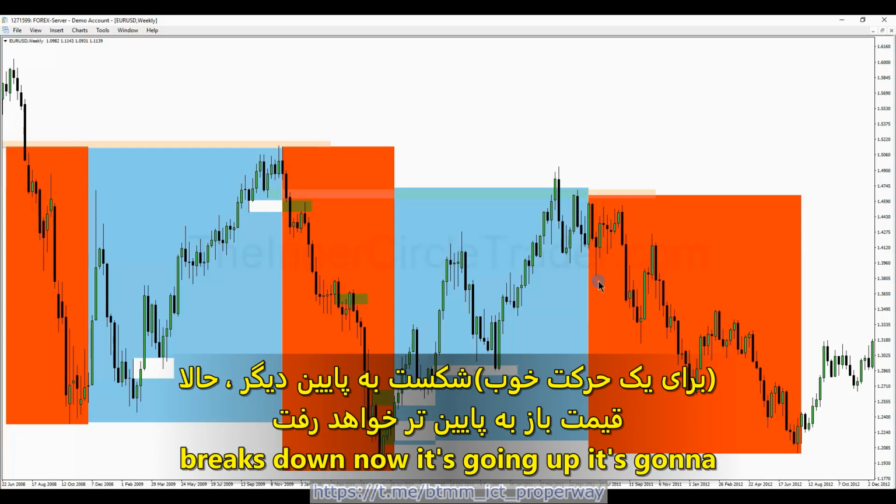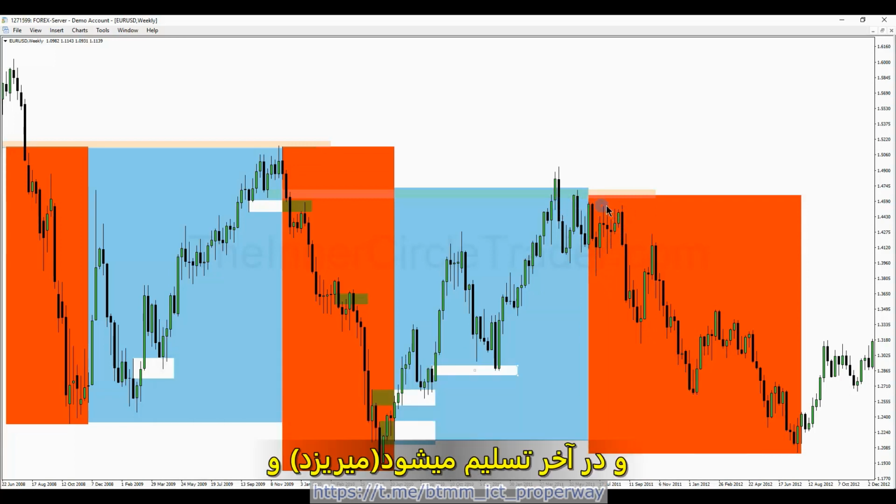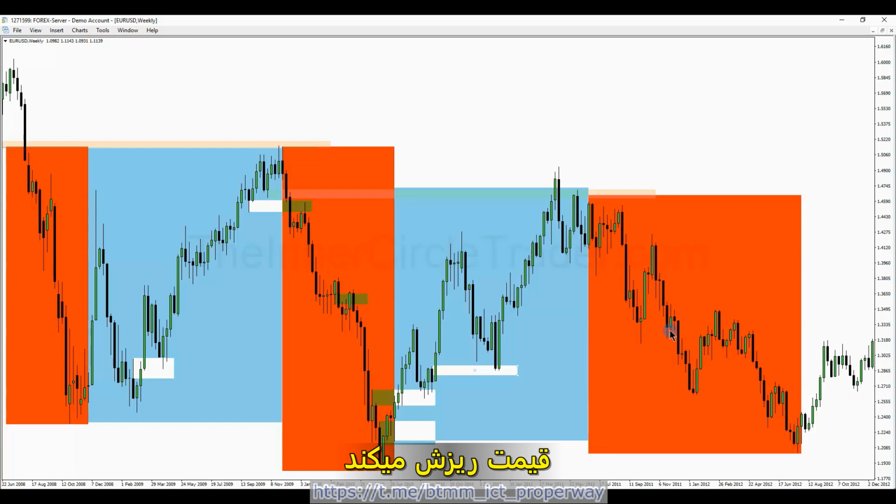Breaks down. Now it's going up. It's going to go lower. Trades up. One more time, works that same bearish order block here. Finally gives up the ghost and trades back up into this high here. Price retraces lower. Reaches for the liquidity below here, below the bodies of the candles over here, by reaching down.